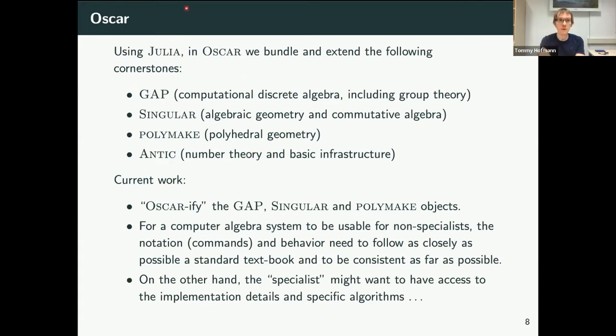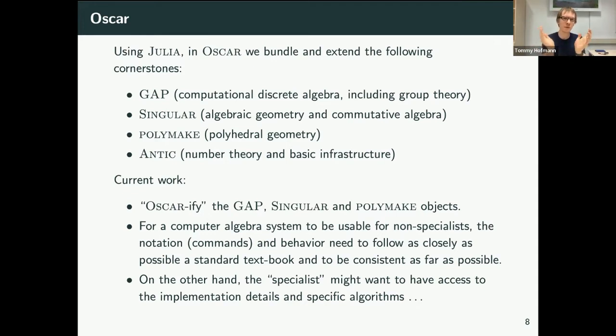And so using Julia, we tightly integrate them in Oscar, but then we go, of course, beyond this. So we not only have access to these systems, but we use the systems to build more complicated things. And then what we're trying to do is develop a very consistent, coherent system. All these things have different notations, conventions, so there's a lot of things to make consistent.